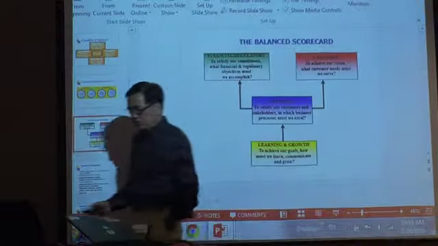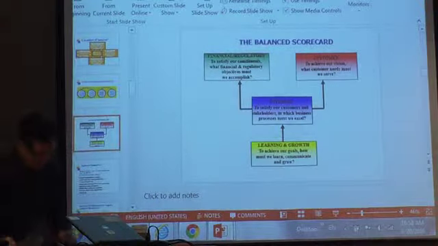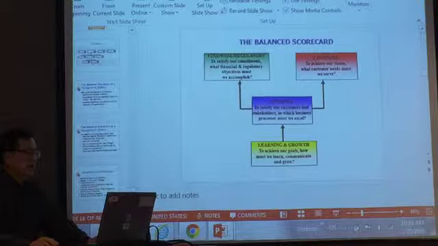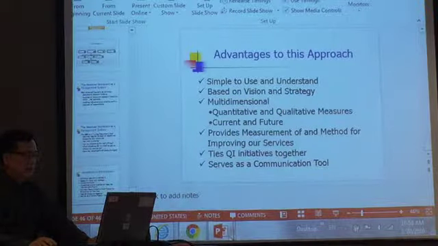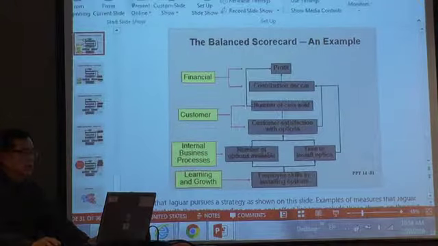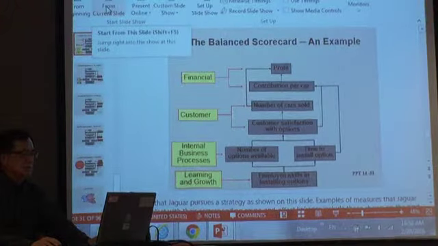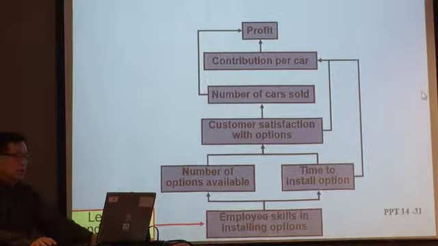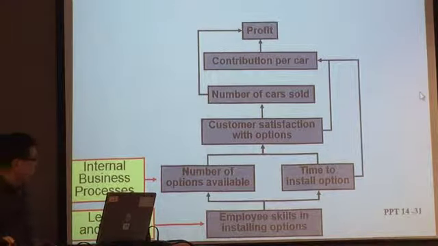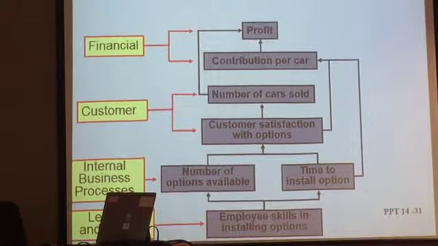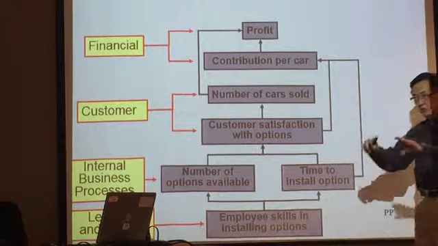Now, I will give you one example of the direct impact of this. This is car manufacturing, and it can be a dealership also. Employee skills in installing options with the car. Different options with the car.